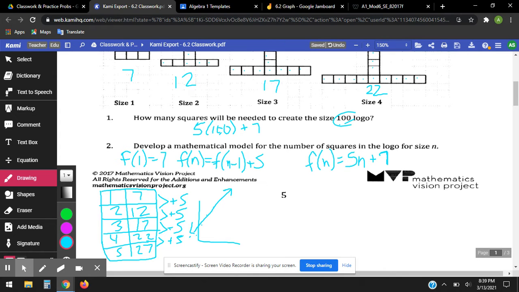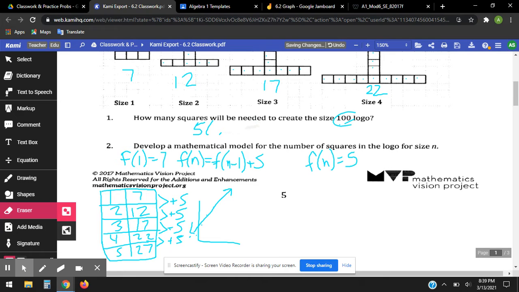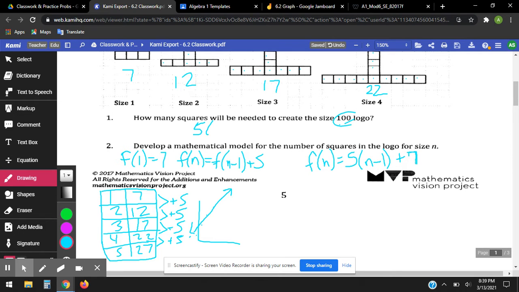Oh, wait, n minus 1. Let me take that back, because I'm starting with my first term, 7. There we go. So 5 times 100 minus 1, plus 7. So 5 times 99 is 495, plus 7 equals 502. Because we know it's got to end in a 7 or a 2, right? And so there's all my equations.